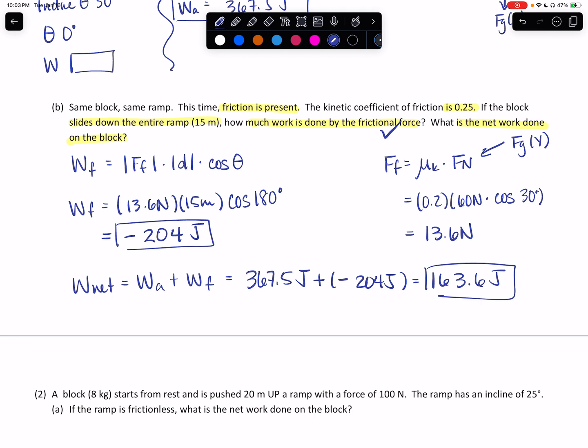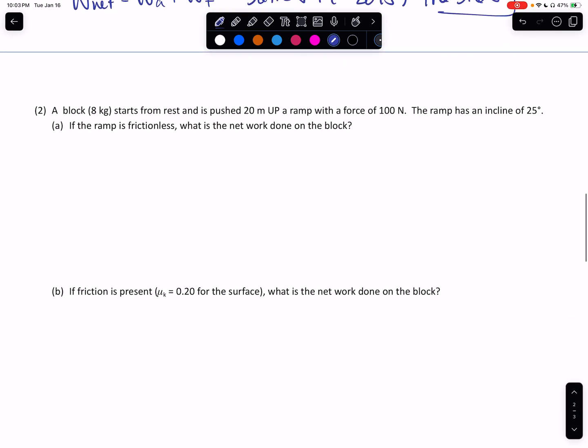Okay? All right, so let's try this last one. This one's also two pieces. This one we're going to go up the ramp instead. So we have a block, again, 8 kilograms this time, starts from rest, and is pushed 20 meters up a ramp with a force of 100 newtons. The ramp has an incline of 25 degrees. So for part A, the ramp is frictionless. What is the net work that's done?